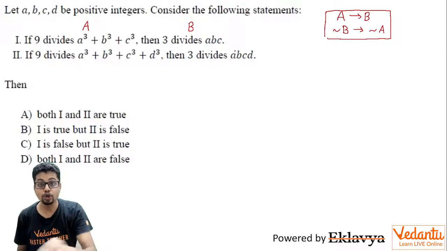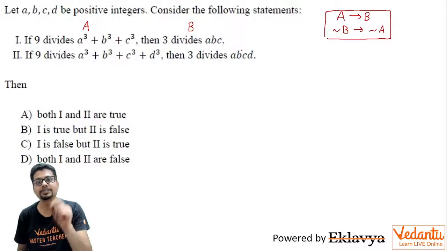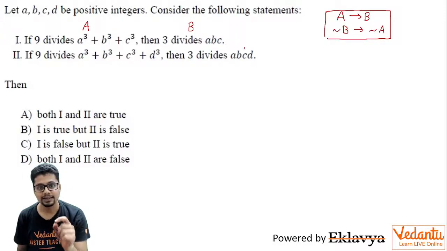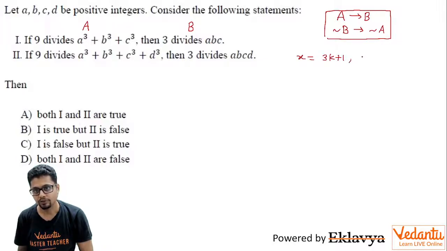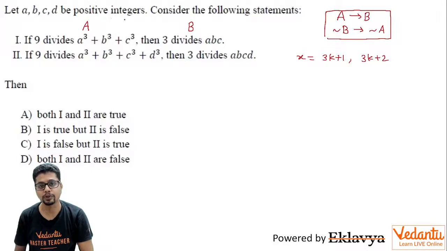Now for 3 not to divide abc, none of these 3 terms a, b or c should be divisible by 3, because even if one of them is divisible by 3, then a multiplied by b multiplied by c would also be divisible by 3. So all these 3 terms a, b and c should be either of the form 3k plus 1 or of the form 3k plus 2, and not of the form 3k, where k is some whole number. Why? Because a, b, c, d are supposed to be positive integers.